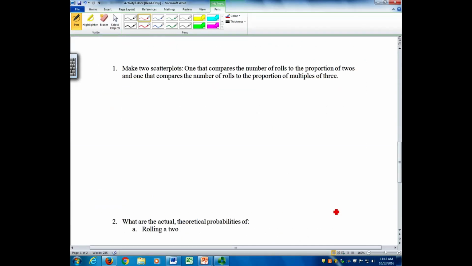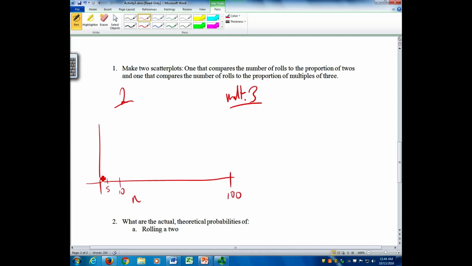Then what I'd like you to do is make a plot. So for 2s and then for multiples of 3, make a plot where here's your number of rolls. It'll start at 5, 10, up to 100. And then here's your proportion. So proportions are always between 0 and 1, right? So then plot, maybe at 5 it was 0.4, and then maybe it was 0.3 at 10 or whatever. Anyways, I want you to plot the proportion as a function of the number of rolls, a little scatter plot.